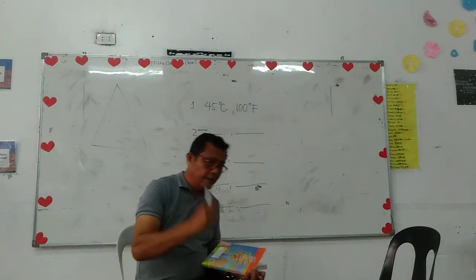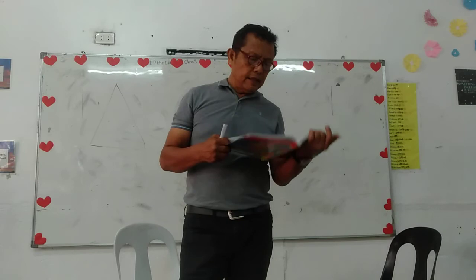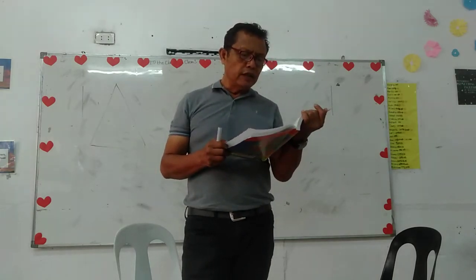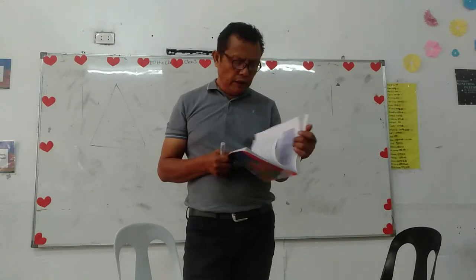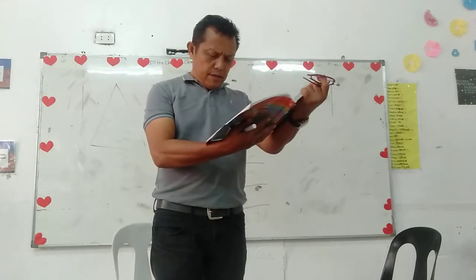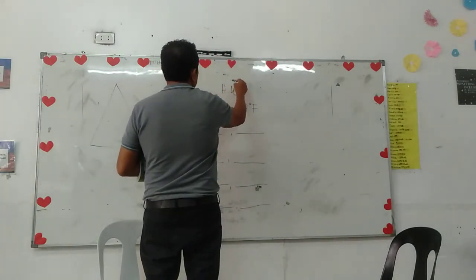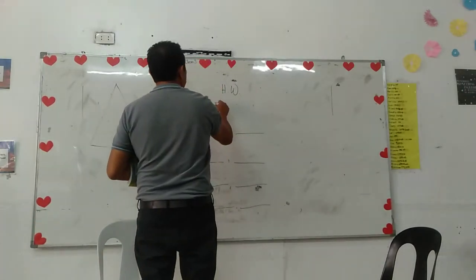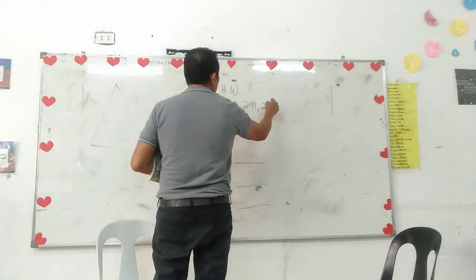I want you to answer the questions in pages 291 and 292. What you need to do is just simply circle. There are only 11 questions. Simply circle the answers; you only have to choose the right answer. That's your homework: pages 291 and 292.